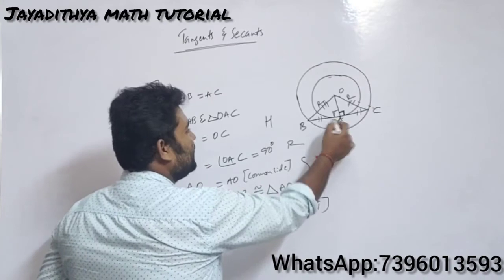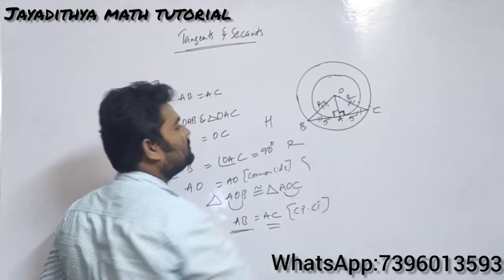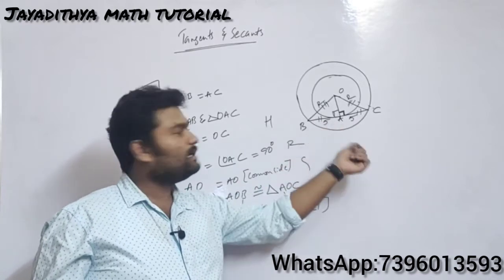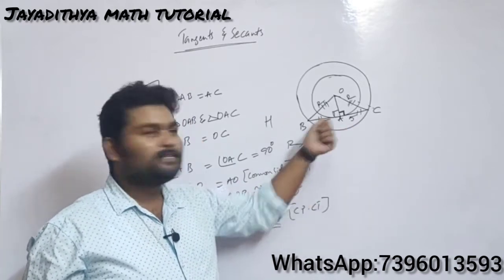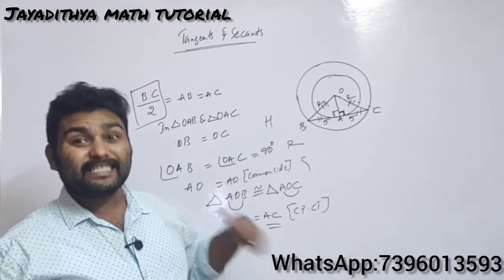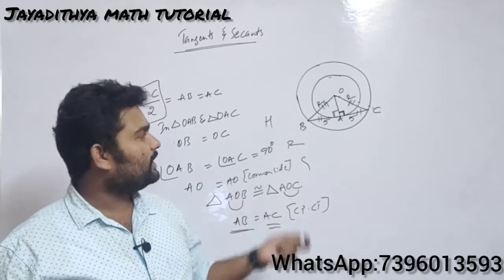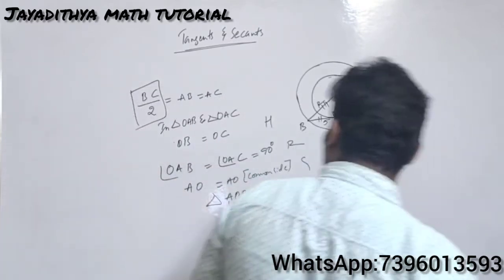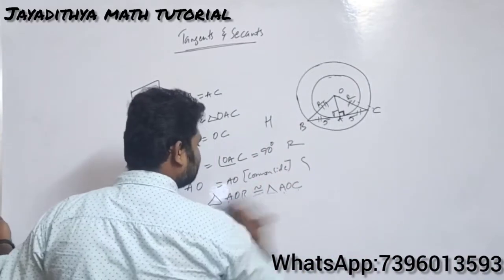That means, see here, if AB is equal to AC, then both dimensions are equal, so A is the midpoint. That means it is bisected. Hence we can say that the chord drawn to the bigger circle, which is a tangent to the smaller circle, is bisected at the point of contact. That is somewhat important.